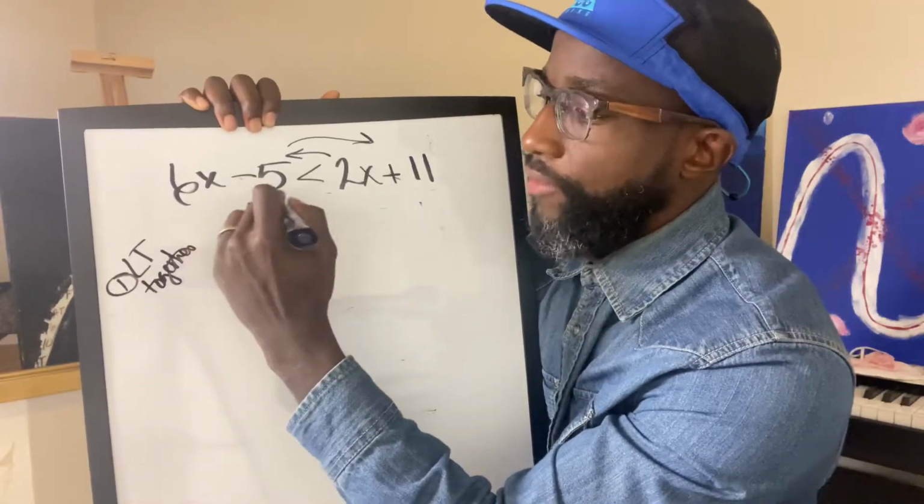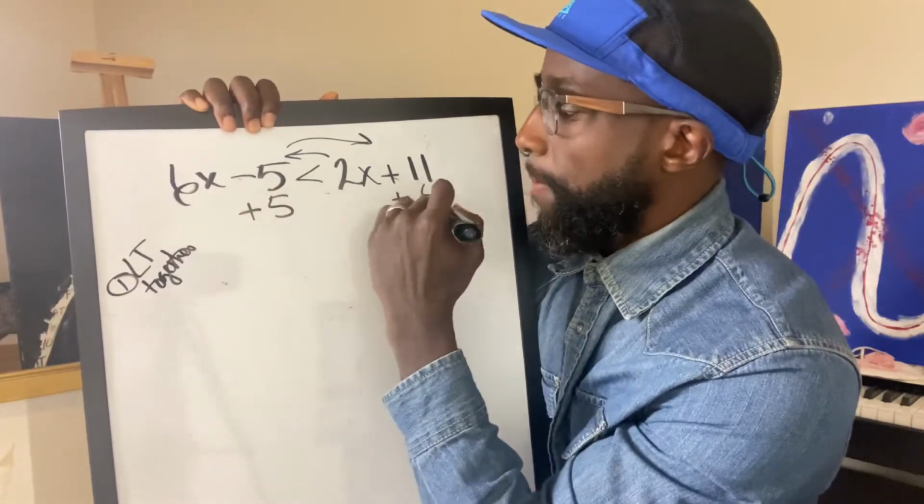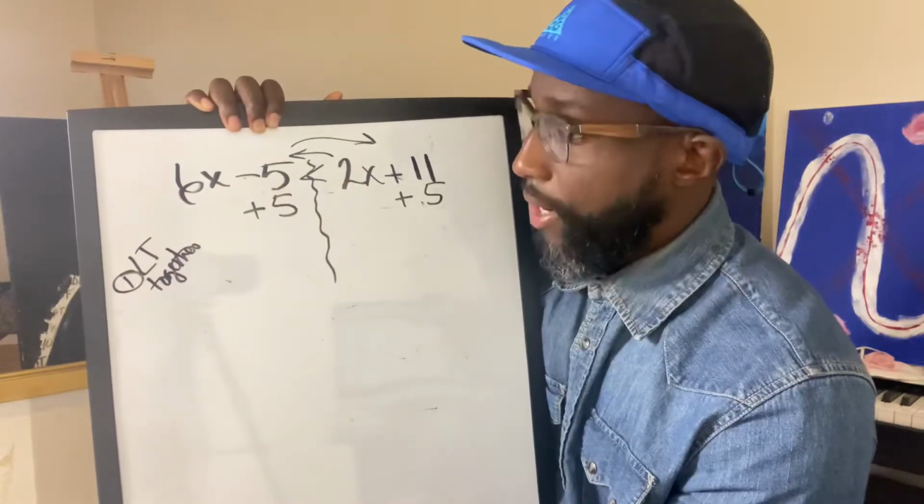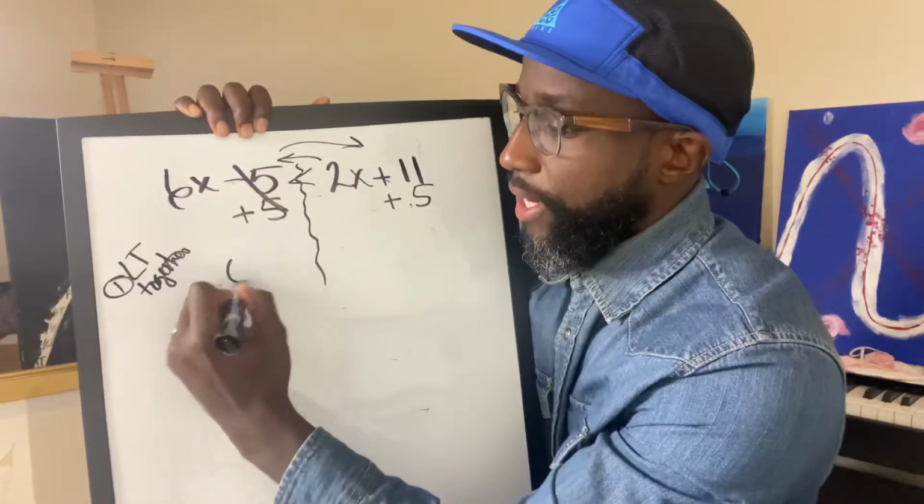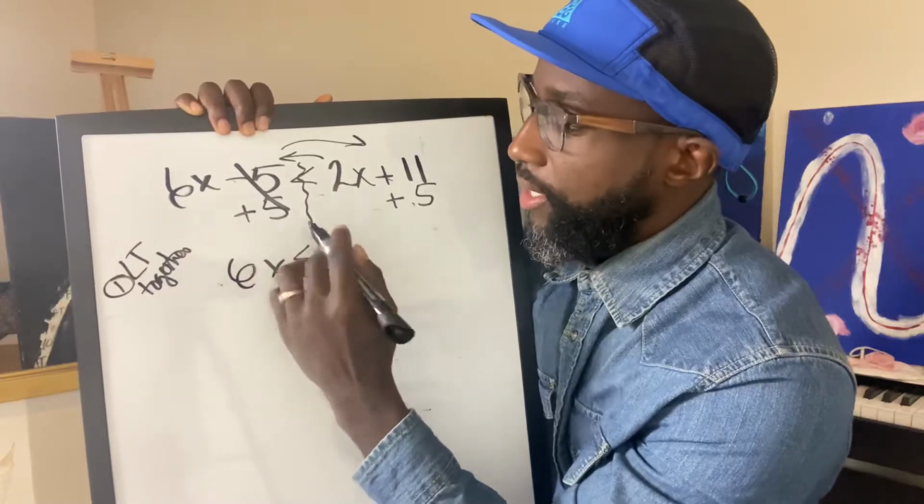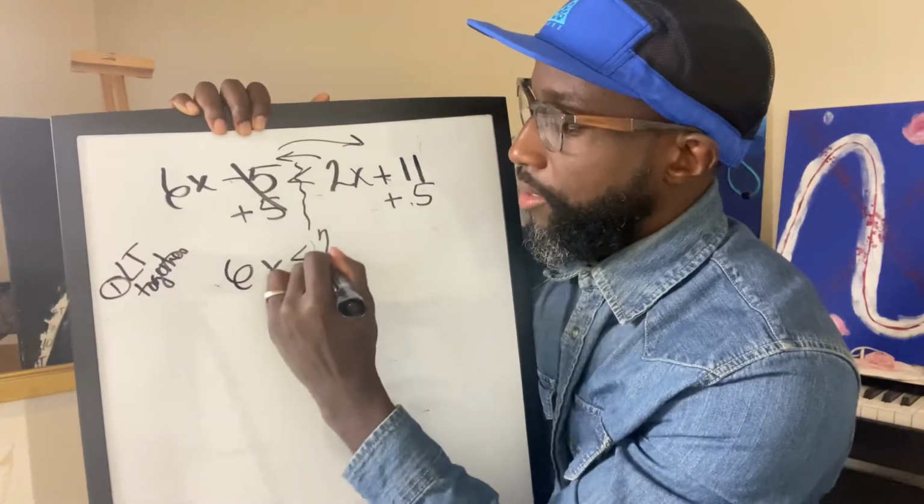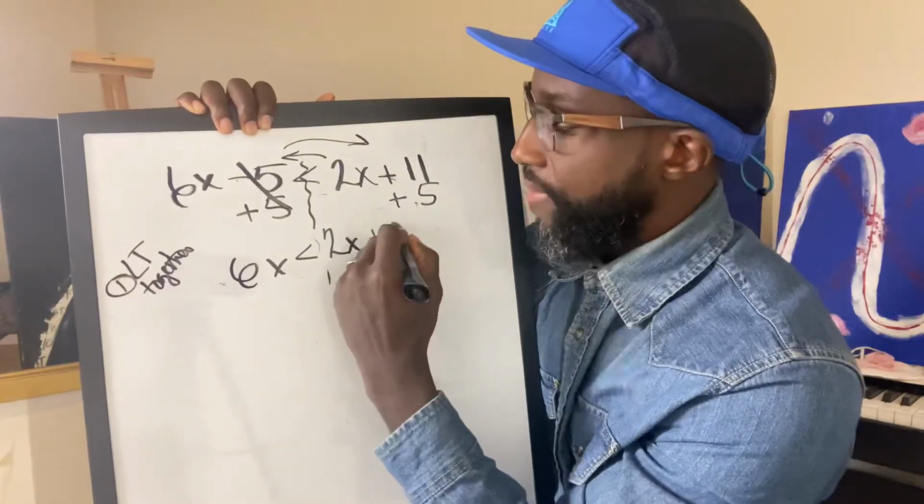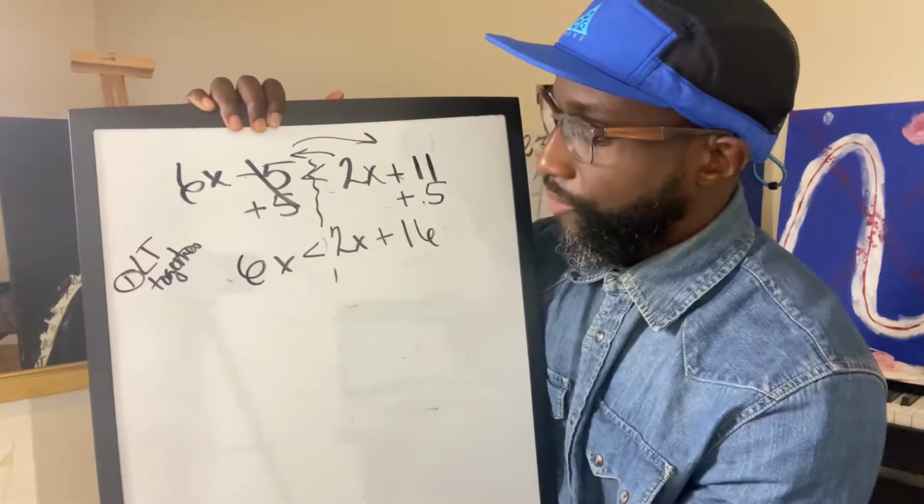So we're going to move this 5 over. We add 5 to both sides, and when I say both sides, I'm talking about either side of this inequality sign. The 5's cancel here, so you're going to have 6x is less than 2x plus 11 plus 5, which is 16.